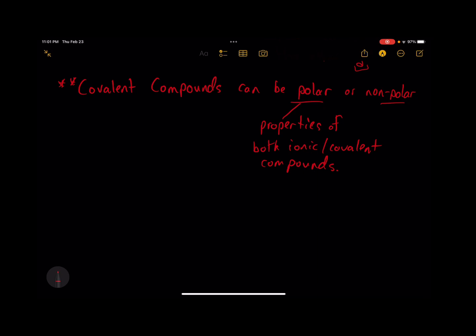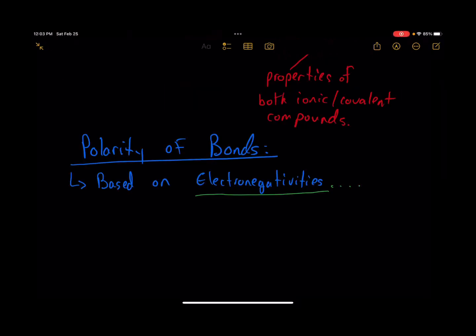So the question is, how can we tell if a covalent compound is polar or ionic? Or I should say, more specifically, if the bonds in those compounds are polar or non-polar. So the polarity of bonds is based on electronegativities, or I should say electronegativity differences. So we often mark it with this symbol here. Now, how do we really determine if a bond is polar based on electronegativities? Well, it's really based on change in electronegativity ranges.